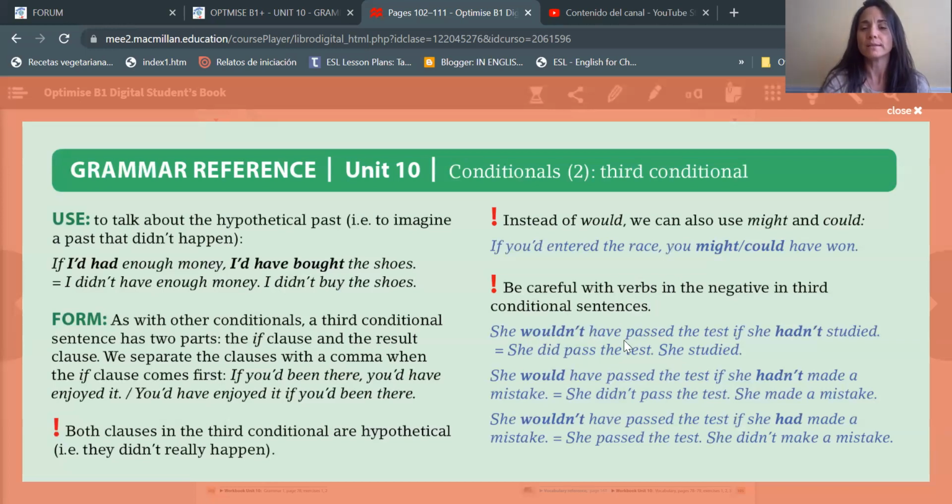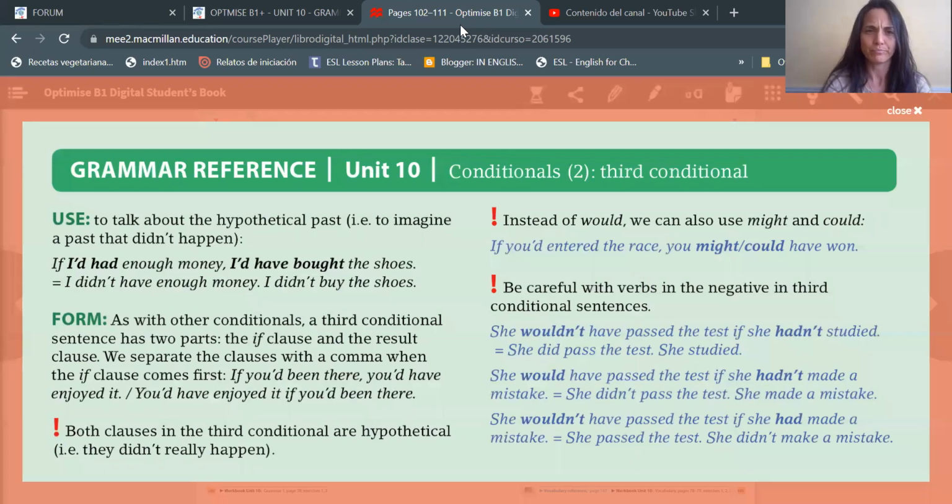She wouldn't have passed the test if she hadn't studied. This means that she did pass the test because she studied. Then she would have passed the test if she hadn't made a mistake. This means she didn't pass the test because she made a mistake. Or she wouldn't have passed the test if she had made a mistake. That is, she passed the test. She didn't make a mistake.